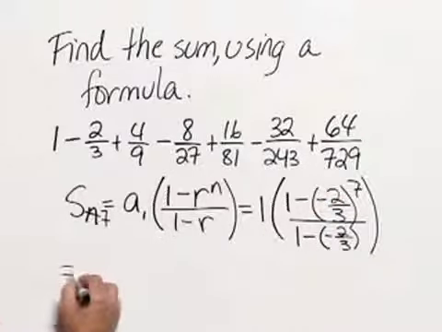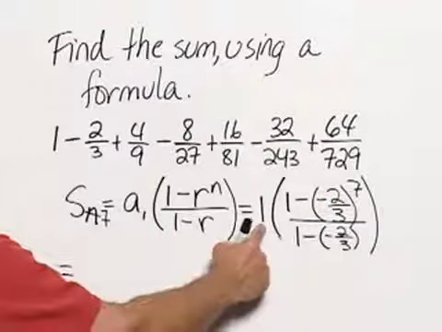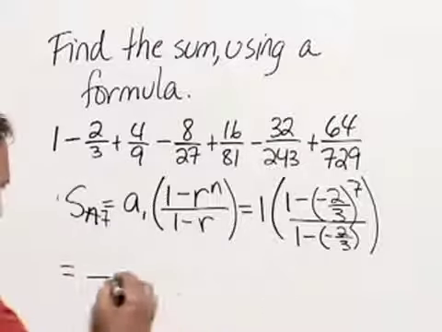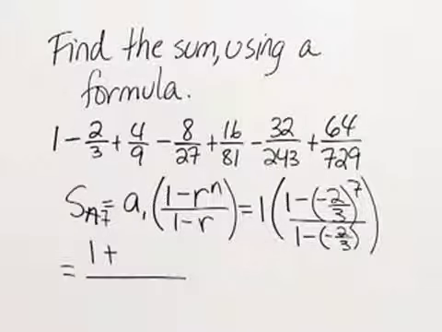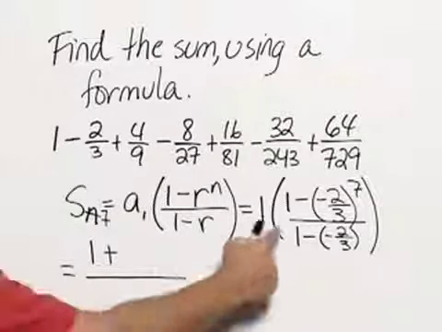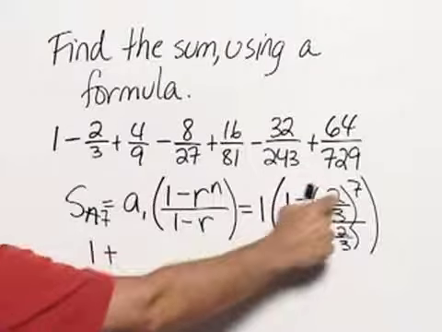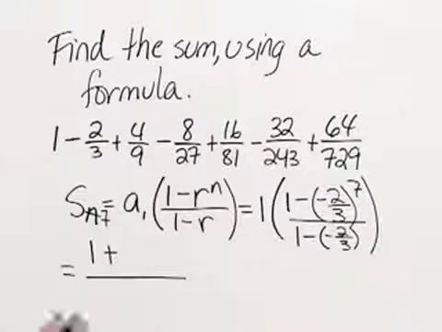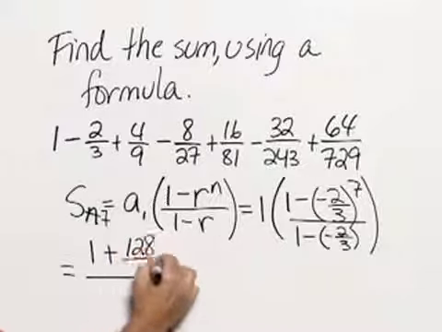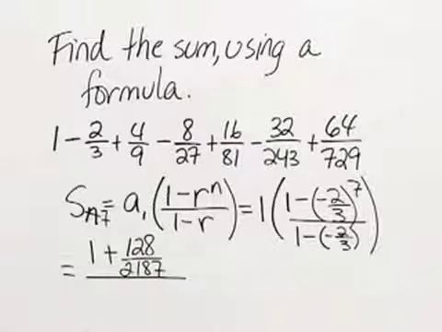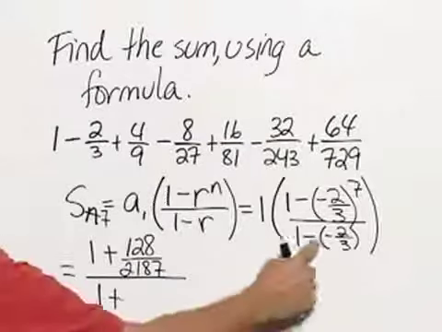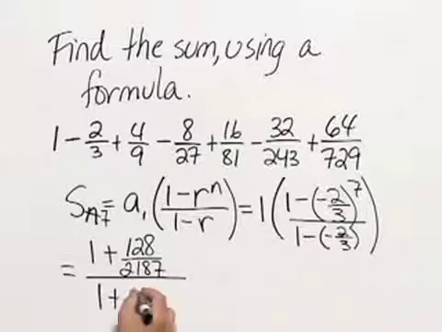So this would be equal to, we no longer need the 1, so I'm also going to eliminate the parentheses. And in the numerator, we're going to have 1 plus, and it's plus because it would be a negative, and of course when a negative is raised to an odd power, it's negative, and then that's going to be 128 over 2,187. In the denominator, we're going to have 1 plus, and the reason it's plus is because we have minus a negative, and of course it's still 2/3.